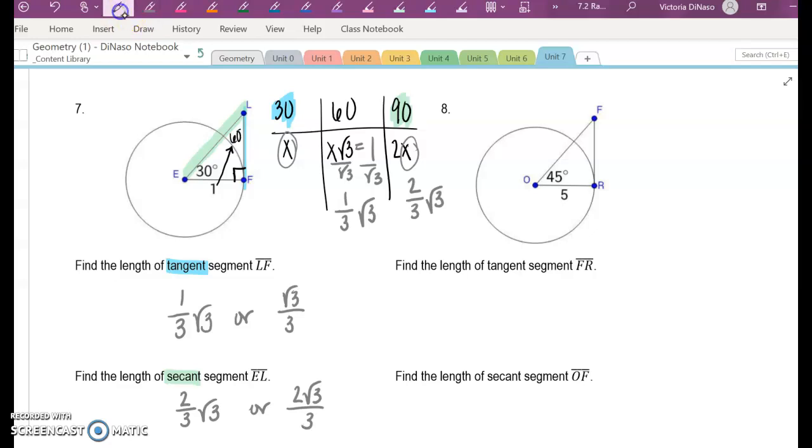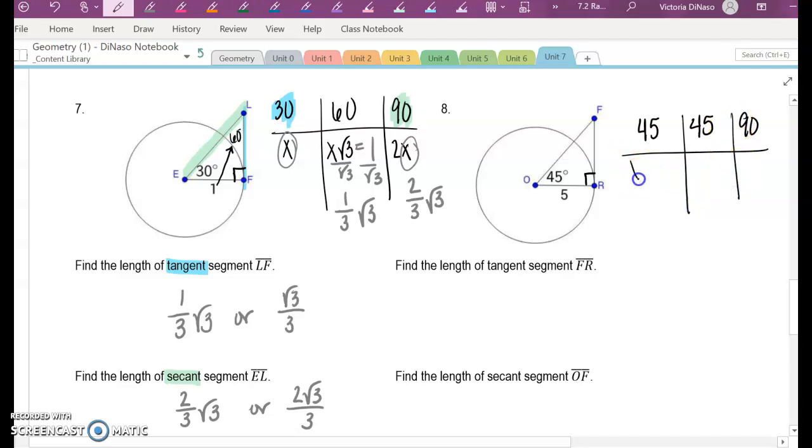All right, number 8. We're going to do our 45, 45, 90 chart because the radius and the tangent form a right angle. So we have our 45, 45, 90 chart. So we have x, x, x square root 2. Go ahead and solve this one.